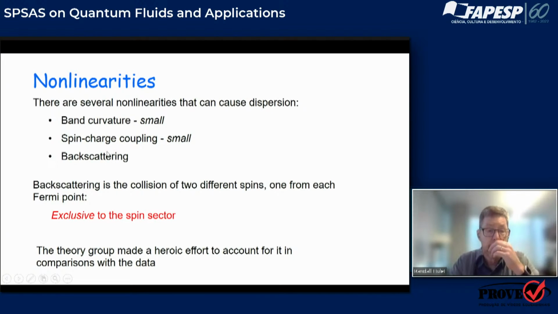And there are other sources of nonlinear effects as well, spin charge coupling and backscattering. And backscattering is the collision of these two different spins, one from each Fermi point, and it's exclusive to the spin sector. And so the spin wave shows this backscattering effect, and in fact, it's dominant. In order to compare successfully with theory, you have to take into account backscattering. And that was a real tour de force by the theorists in our collaboration to be able to do that.